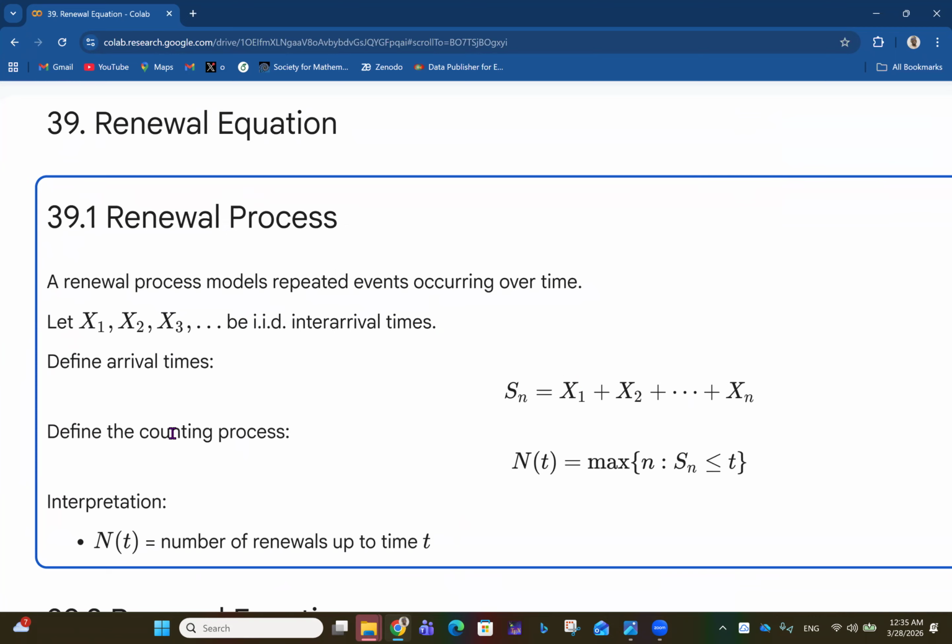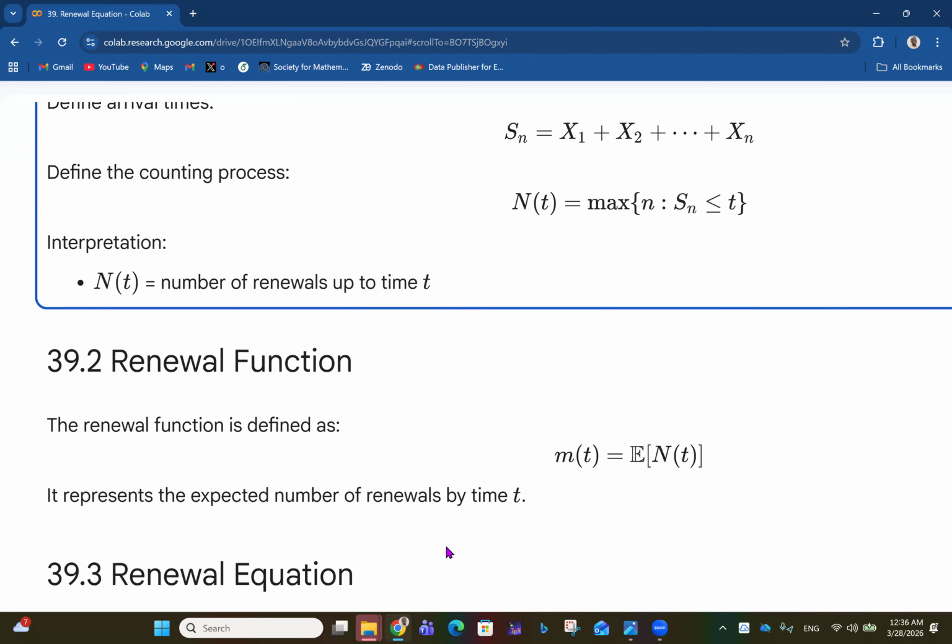Then we define the counting process, whether the number of arrivals or number of calls received or whatever it is you are modeling, to now be N of t, which is the maximum of the possible n's for which Sn is less than or equal to the time allotted, any time t allotted. So the interpretation is that N of t is the number of renewals up to time t. We also saw that such renewals could be replacing bulbs, or customers arriving in a queue, or calls getting to a call center and things like that.